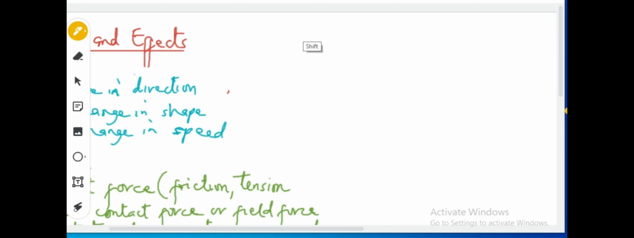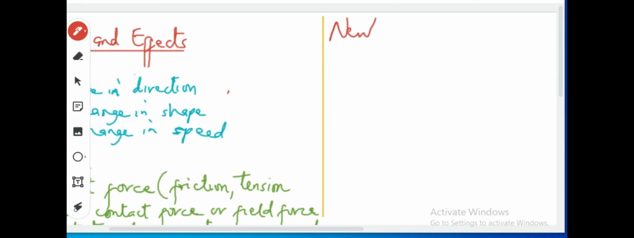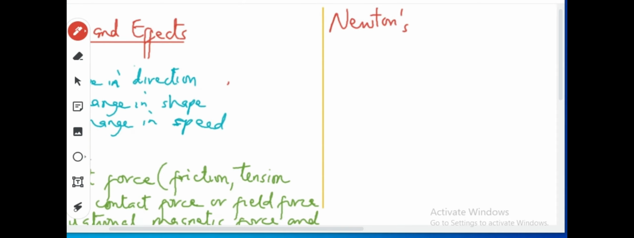We can look at generally the laws of motion. Do you remember them? Yeah. Inertia, the momentum, the action. Okay, so let's look at Newton's laws of motion.